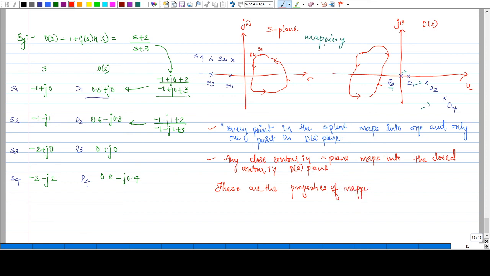This is the first concept where we have discussed the properties of the mapping. Now, this property of the mapping will be applied to get the principle of argument. So that we will see in the next video.